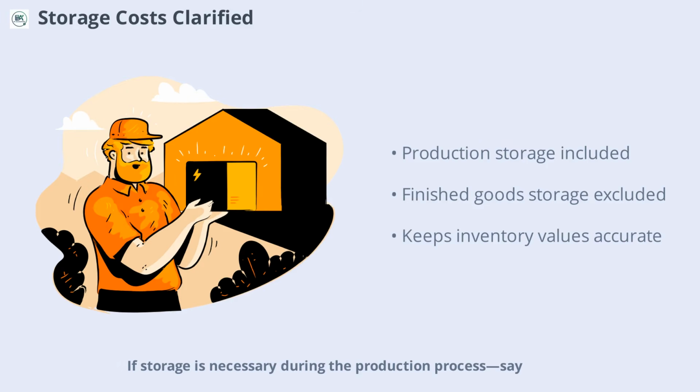Storage costs can be tricky. If storage is necessary during the production process, say aging cheese in a warehouse, those costs are included in inventory. But if you're simply storing finished goods waiting to be sold, those costs are excluded and expensed as incurred. This distinction helps ensure that only production-related storage is capitalized, keeping inventory values accurate and relevant.